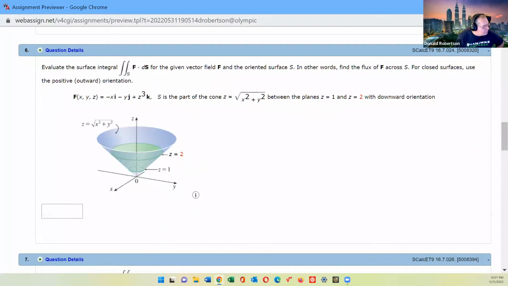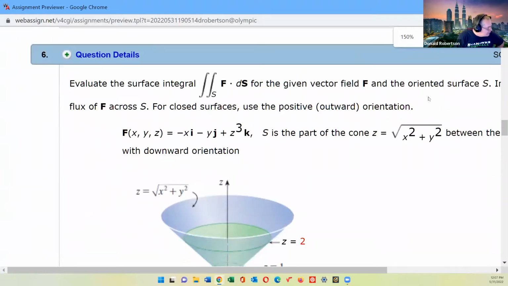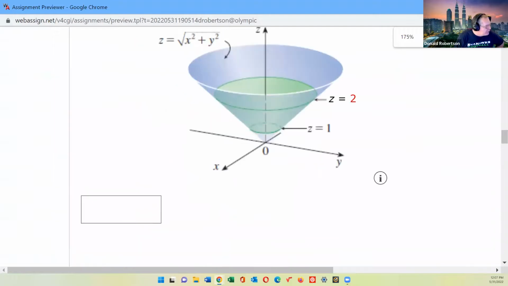So I don't know how, oh, I can make it bigger, right? Sure, I can do that, yeah. There, does that help a little bit more, maybe even more?